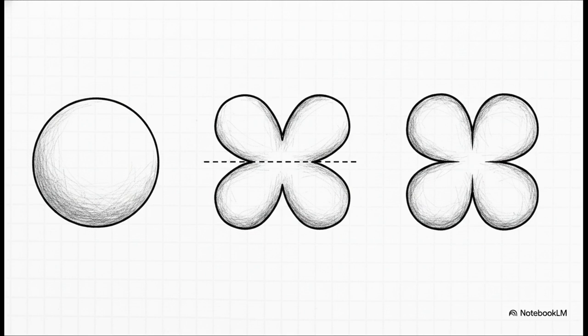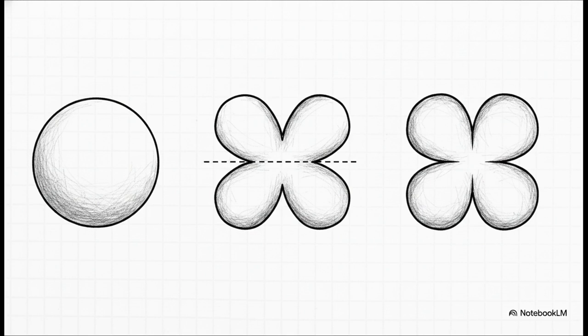incredibly complex. S orbitals are just perfectly symmetrical spheres, but step up to P orbitals and they look like dumbbells or lobes stretched along the X, Y, and Z axes. D orbitals look like four-leaf clovers, and F orbitals, they are so complex they look like bizarre balloon animal clusters.